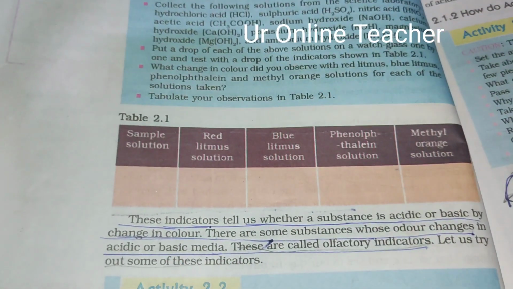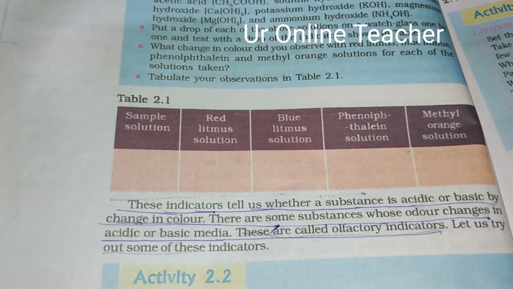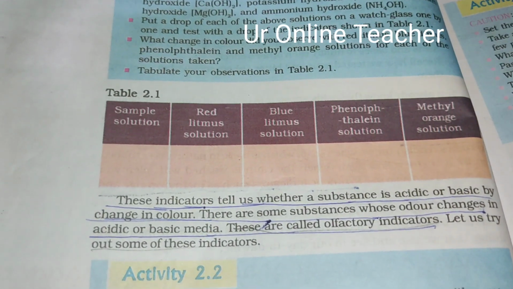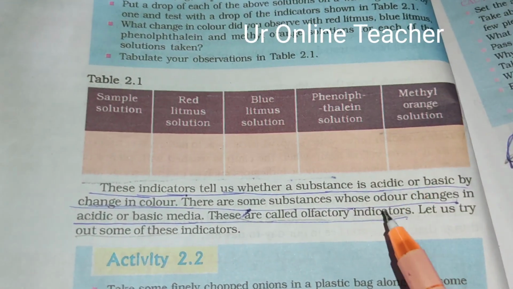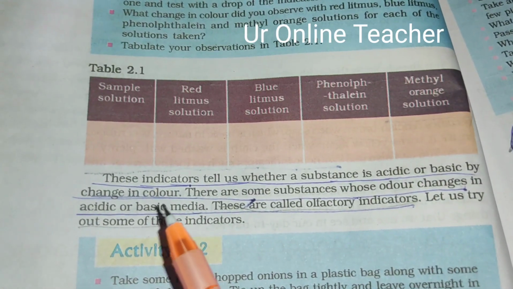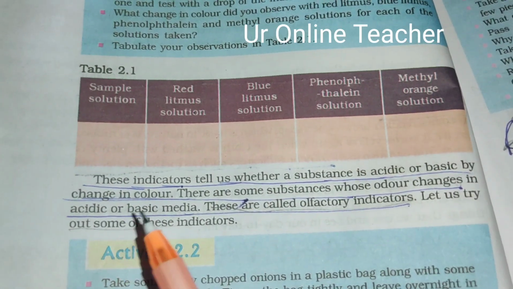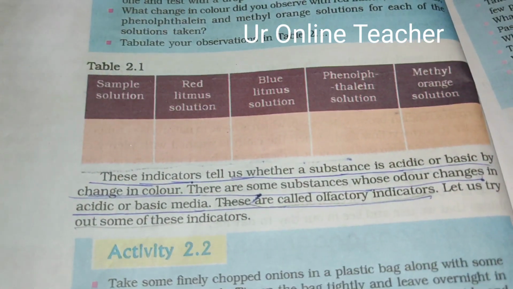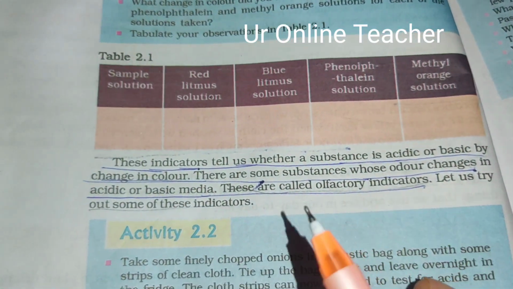These indicators will tell us whether a substance is acidic or basic by a change in color. Some will even change their odor. What do I mean by odor? I mean smell. In acid they will give one specific smell, and in base they will give another specific smell. They are called olfactory indicators.